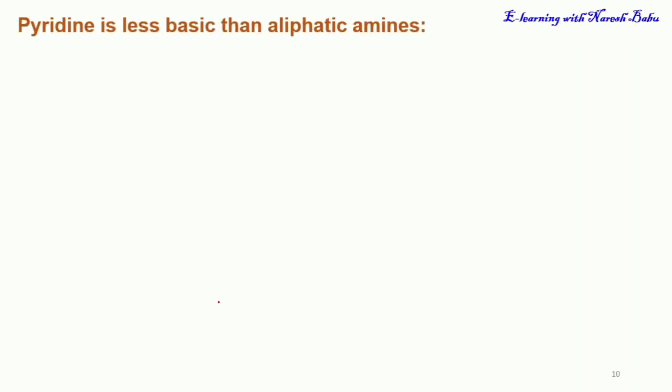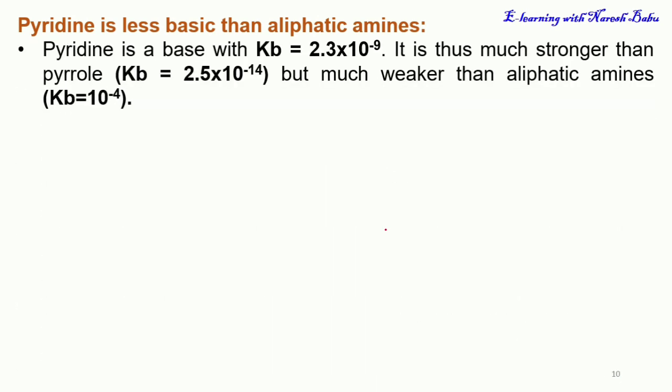Again, we can compare pyridine with aliphatic amines. Compared with pyrrole it is more basic, but compared with aliphatic amines it is less basic. Pyridine is a base with a dissociation constant of 2.3 into 10 power minus 9. It is thus much stronger than pyrrole, which has about 10 power minus 14, but much weaker than aliphatic amines, which are about 10 power minus 4. So the order of basicity is: aliphatic amines are more basic than pyridine, and pyridine is more basic than pyrrole.